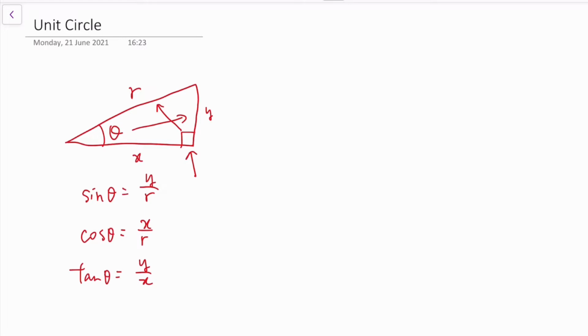Now I'll tell you the definition. To begin with, first we will assume our right angle triangle now has a hypotenuse of length 1. Imagine I keep the same angle but diminish the triangle so that the hypotenuse only has length 1. So it becomes y over 1, so sine theta is just y, and cosine theta becomes x over 1, so it's just x. Tangent theta doesn't change, because it's still just y over x.